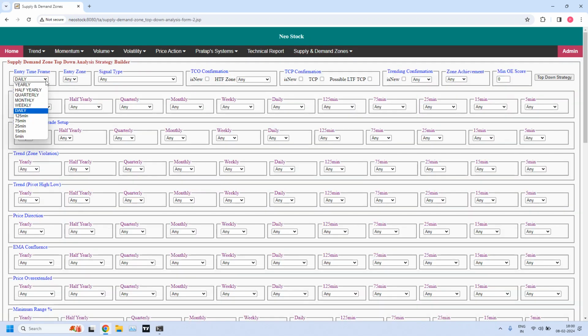In weekly income trade, our entry time frame should be 75 minutes. That is the LTF time frame. Because it is a bullish trade setup on weekly income trade, I am selecting the entry zone as a demand zone. In a bullish or bearish trade setup, the 75 minutes time frame should be bullish, and the entry zone should be a demand zone because it is bullish.